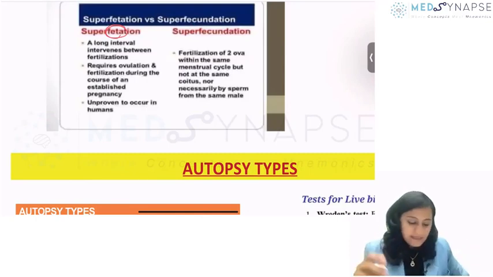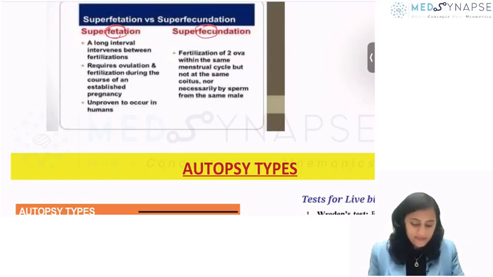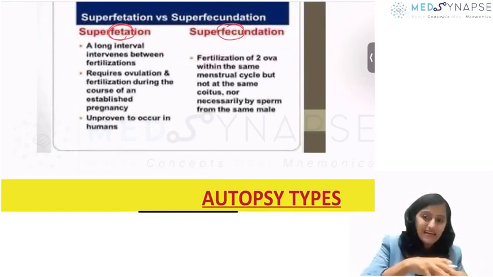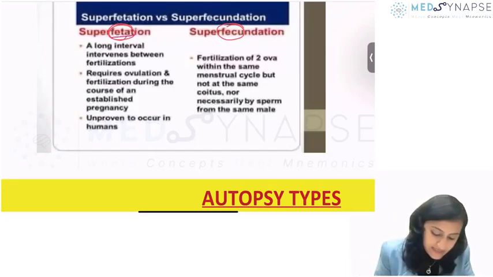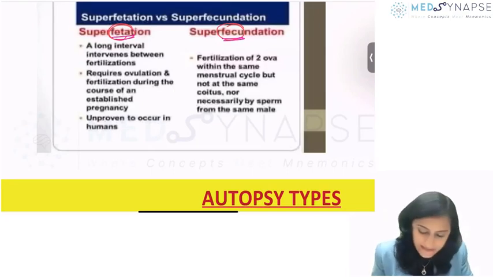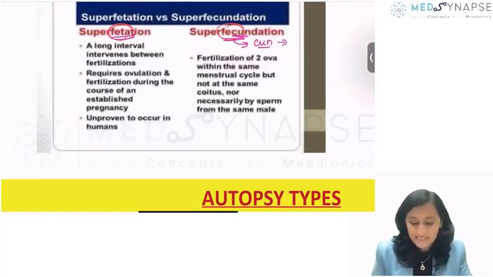Superfetation, superfecundation. What is the difference between the two? Superfetation: the fetus is already there, and after that, a second fertilization is happening. This is superfetation. Superfecundation is, remember, C-U-N, fecundation.